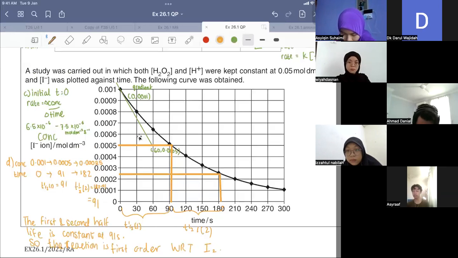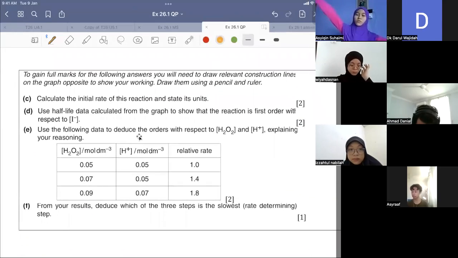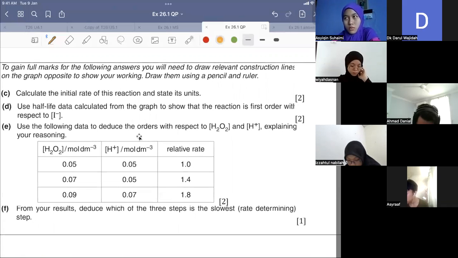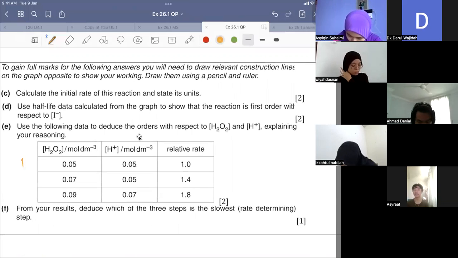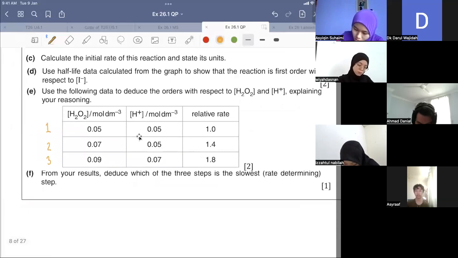Okay, next question will be to use the following data to deduce the order. So we already know that iodide is first order. So we now want to work out the order of H2O2 and H+. You're given a table of the changing concentration and also the effect on the rate. I will just call these experiments 1, 2, and 3. The easier one to work out is to find the order of H2O2.